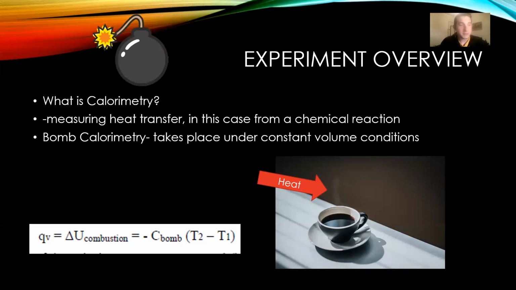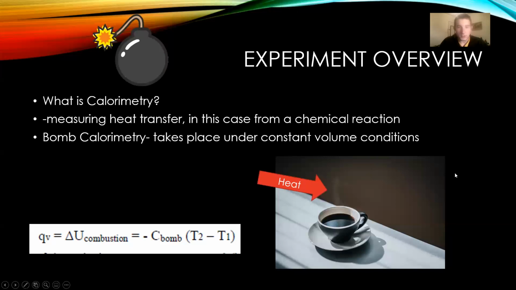And so in this experiment, the bomb calorimeter here, which is a particular type of calorimeter, keeps volume constant, so that the only relevant variables, according to this equation, are the heat capacity of the bomb, that's negative C bomb here, and the temperature of the water in the calorimeter before and after, T2 and T1. And that is equal to the total delta U, or the heat evolved in the reaction.